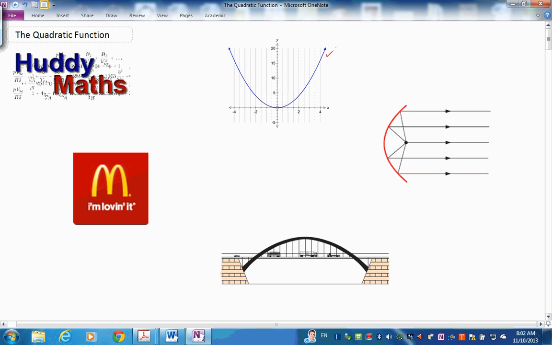Hey, there's one. Oh, here's a useful one. Don't know what's going on there. Here's a bridge with one. And, oh, the McDonald's sign got two of them. And upside down or whatever. We don't know which way around this quadratic function goes when you draw the graph of a quadratic function.